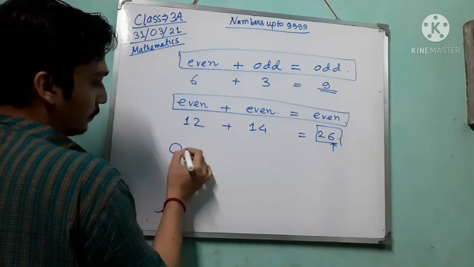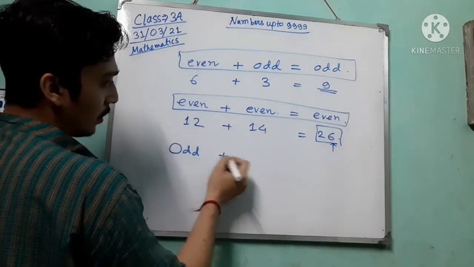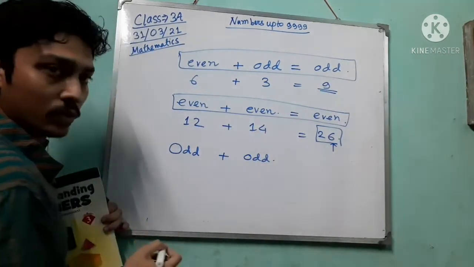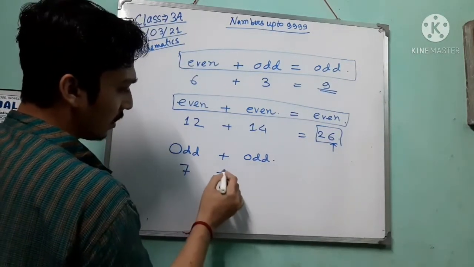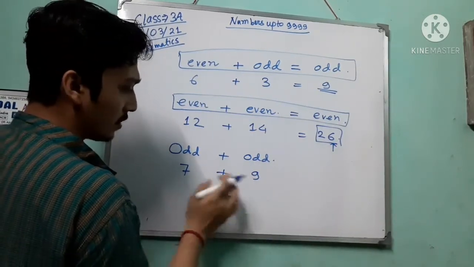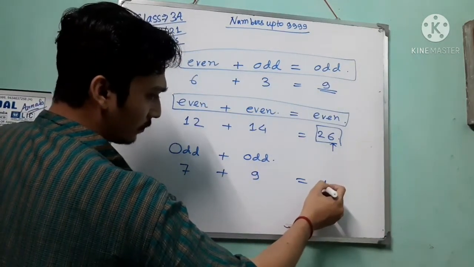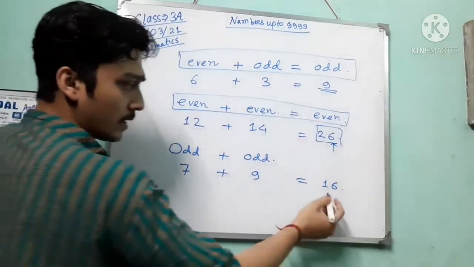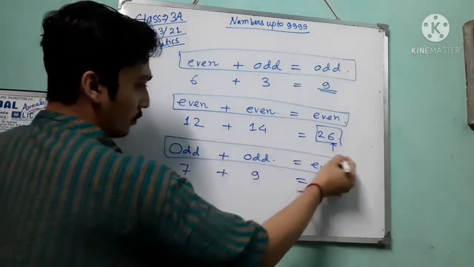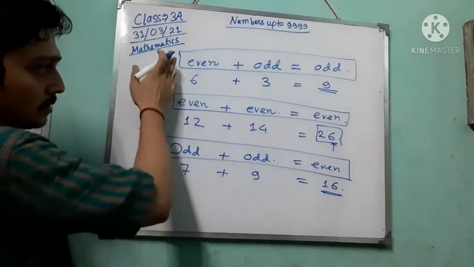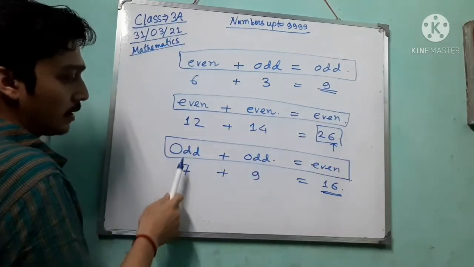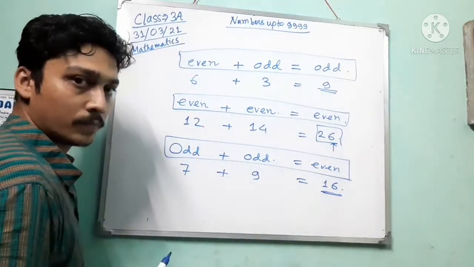And another, if I add two odd numbers, suppose 7 and 9, the two numbers are both odd numbers, you know, 7 plus 9 equals 16. So you get an even number. So the sum of two odd numbers is also an even number. So you have to remember. Let me recall this: even plus odd equals odd number, even plus even equals always an even number, and odd plus odd equals an even number. Okay?